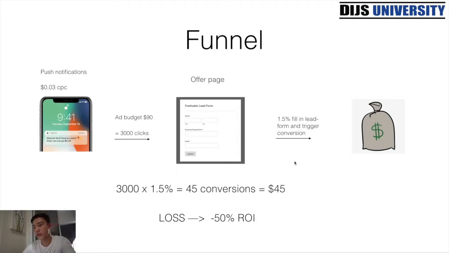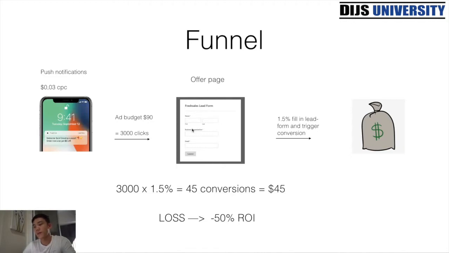So in the example I use, as I told you, I'm working with push notifications and with a lead gen campaign. So you get paid, let's say $1 per lead. Let's say we buy push notifications for 3 cents per click. That would mean that with an ad budget of $90, you will get 3,000 clicks. The audience goes straight to the offer page, straight to that lead page, where they have to fill in a form and in that way opt in.